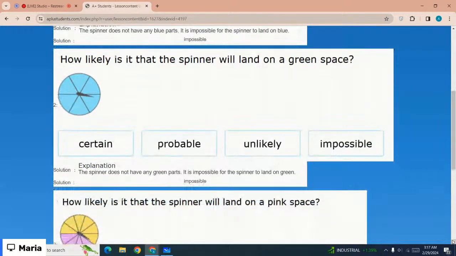How likely is it that the spinner will land on a green space? Which is the correct option?